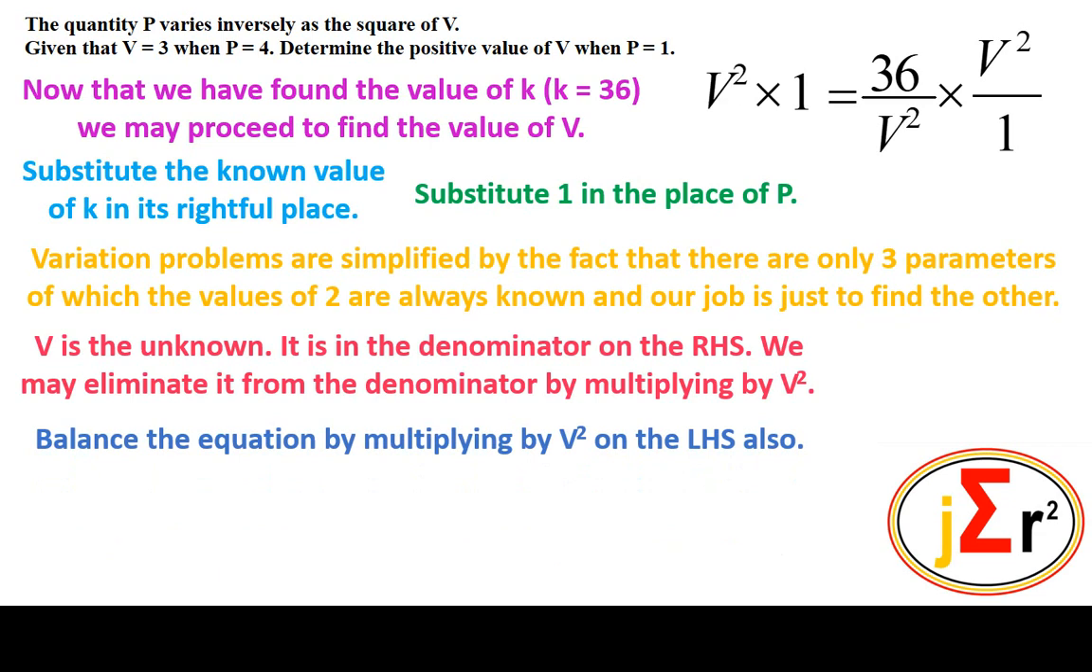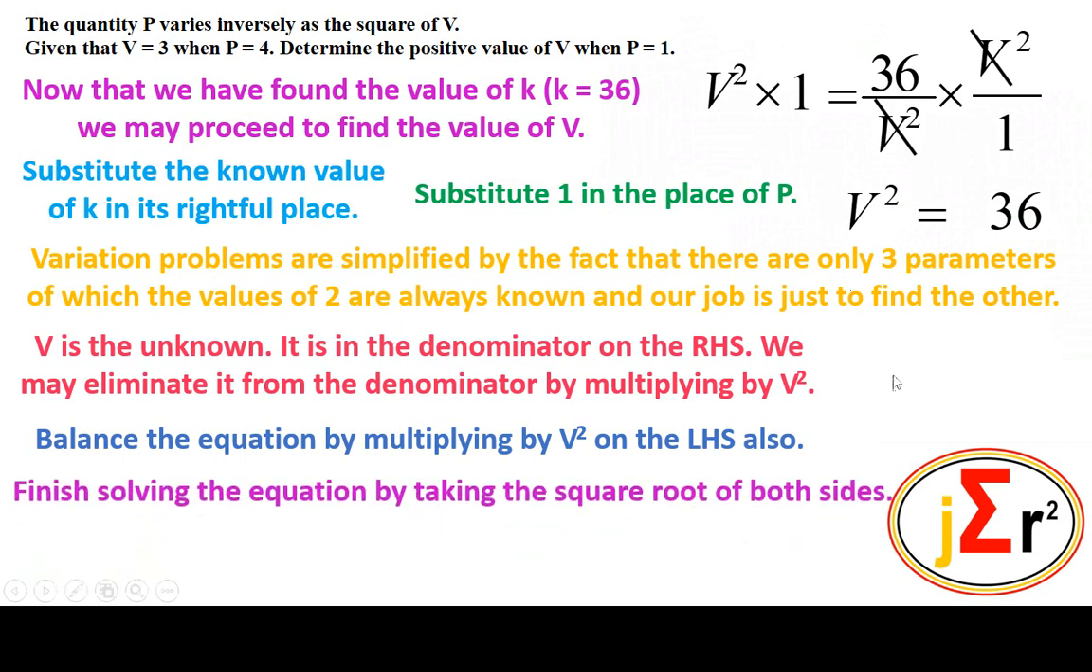Multiply by v squared on the left hand side. So we have v squared cancelling v squared on the right hand side, which means that v squared is eliminated from that side, and on the left hand side we have v squared multiplied by 1 is equal to v squared. So on that right hand side, all that we have left is 36 to be divided by 1. Anything divided by 1 is equal to that same thing. So v squared is equal to 36.